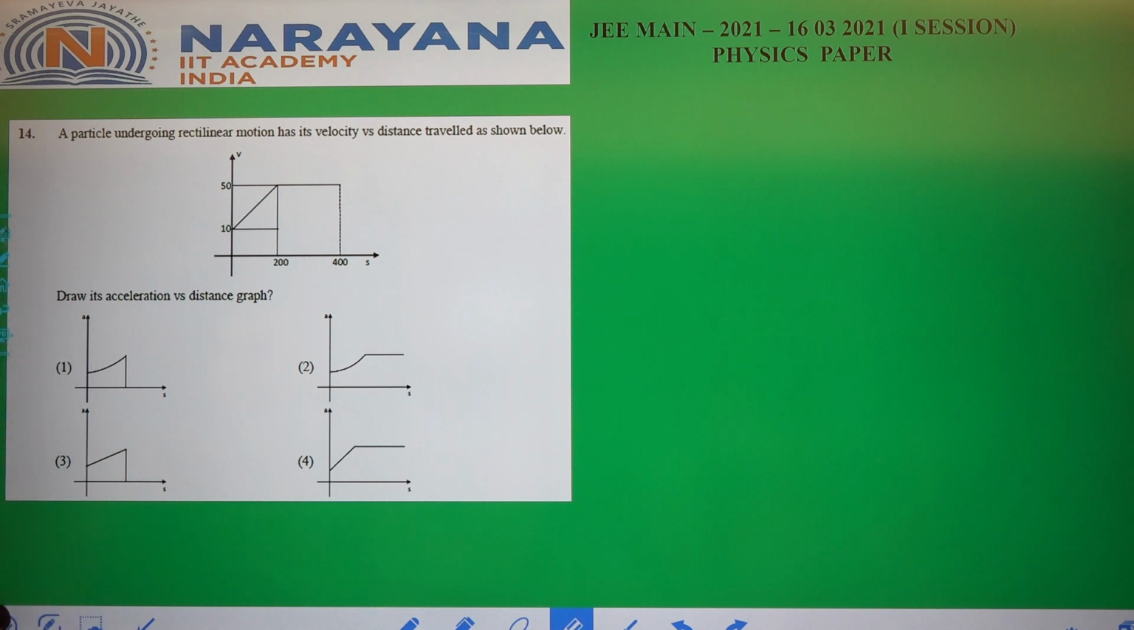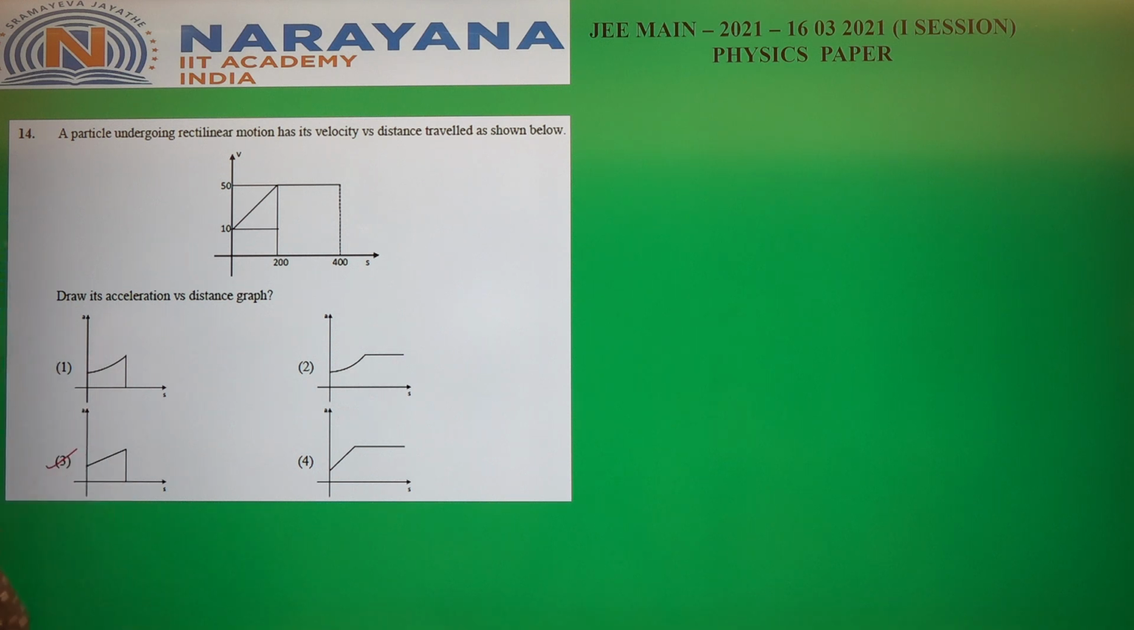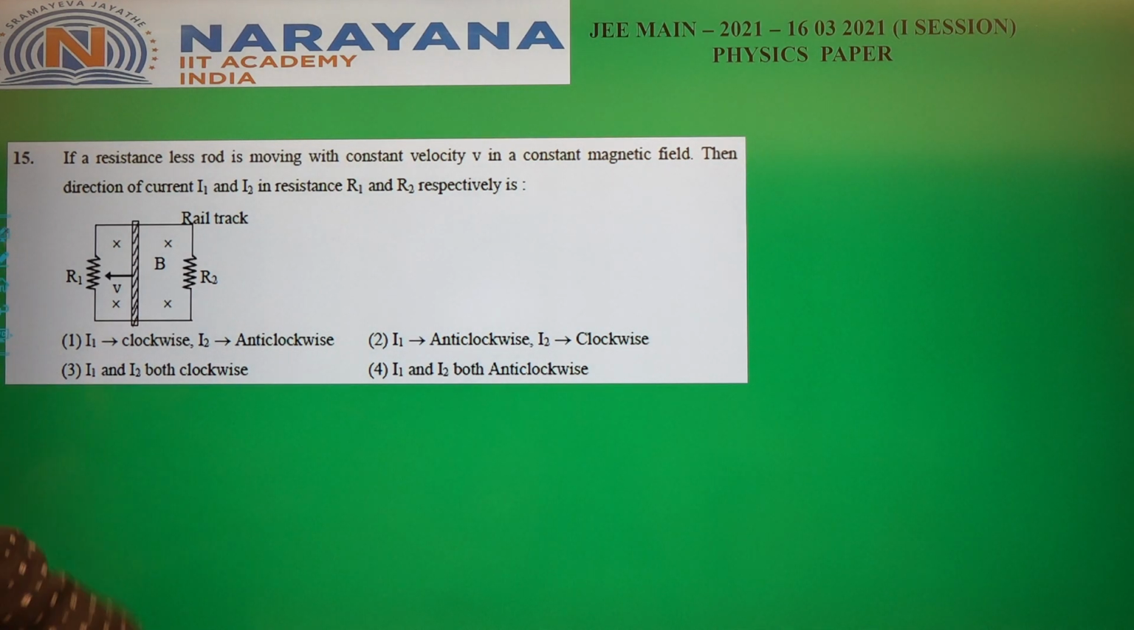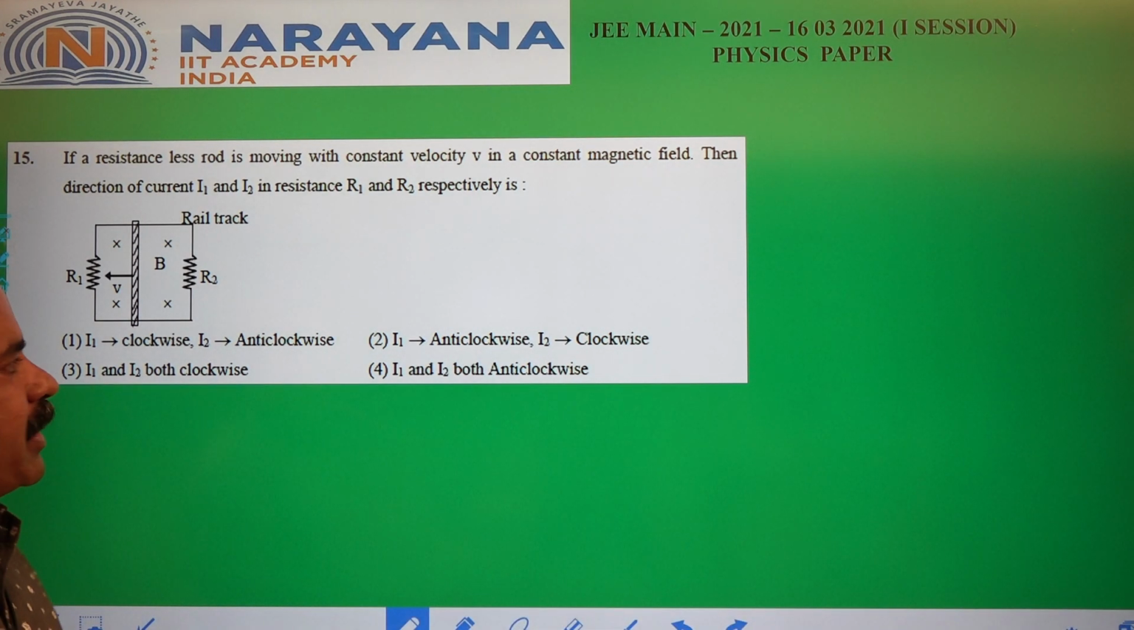Whereas option 1 and 3, in option 1 you can see a curve. This is the rate of change of acceleration. But here acceleration is constant between 0 to 200. Hence our option will be 3. Pure theory based question. We'll go for the next question. So next question, what is it?